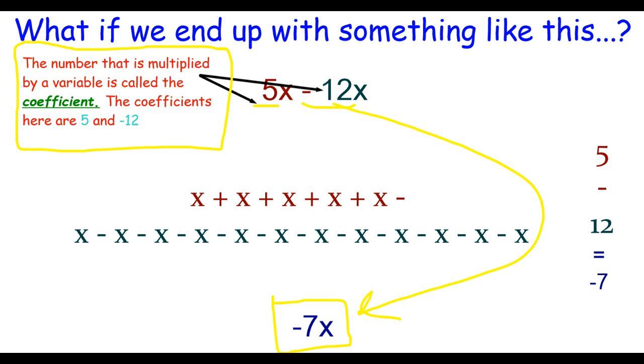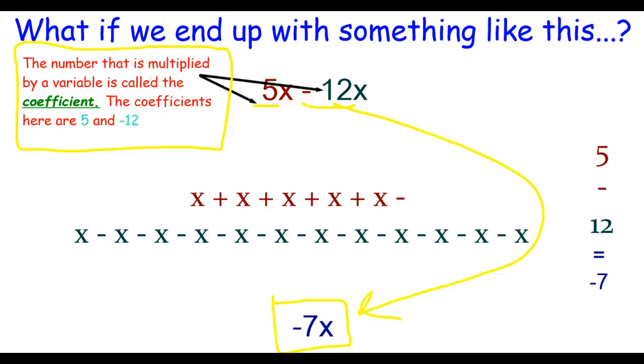And that's how we actually go through and we combine the like terms, the terms that have identical variable parts, when we have some subtraction like that that wouldn't make sense with physical objects. We just use the coefficients as they are. So here's 5x minus 12x.